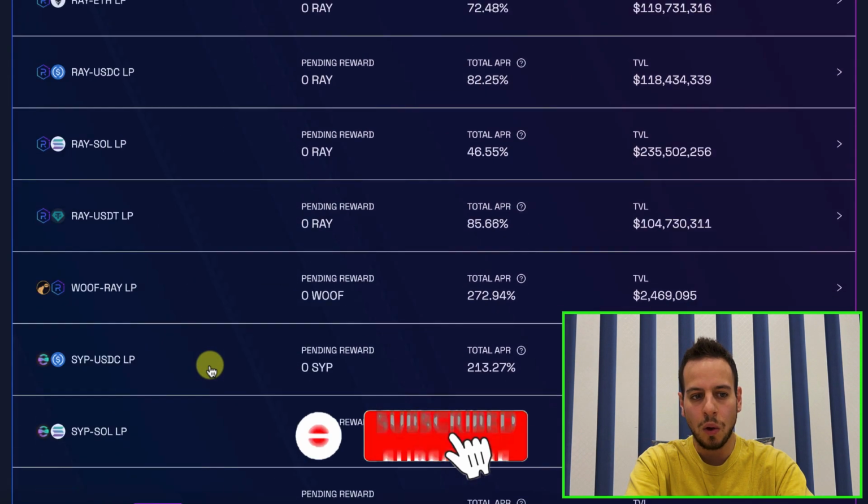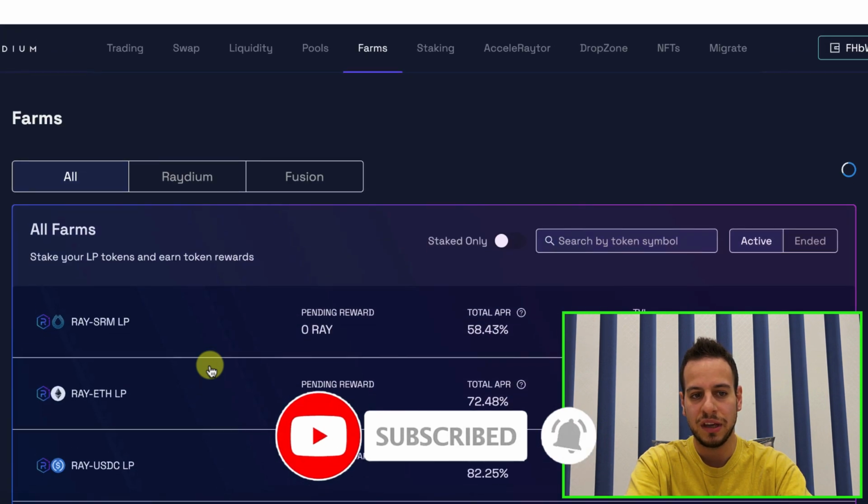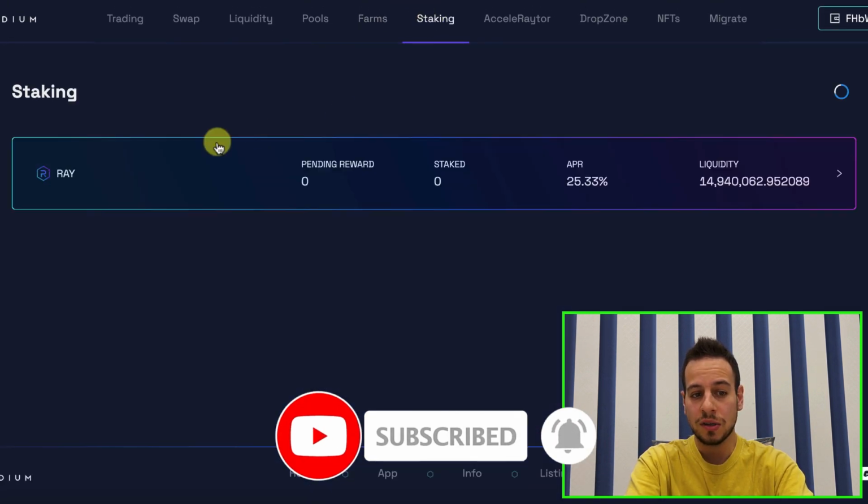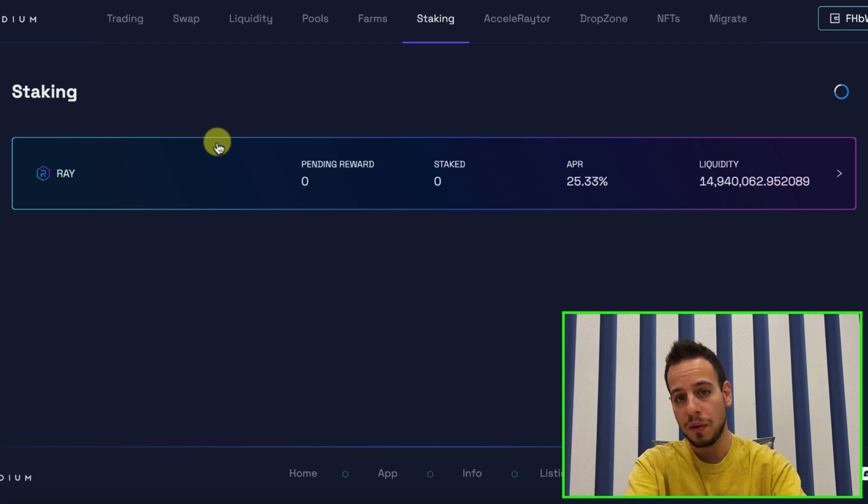But right now you can see all the different farms and yield farms that you have here on Raydium. You can also stake the Solo token. If you don't like to provide liquidity and you are afraid of impermanent loss, you can just stake Ray token and get 25% APR, which is quite high.